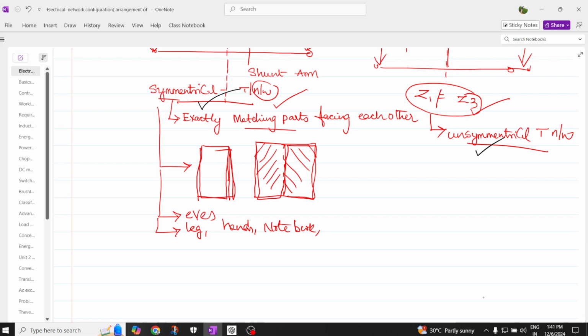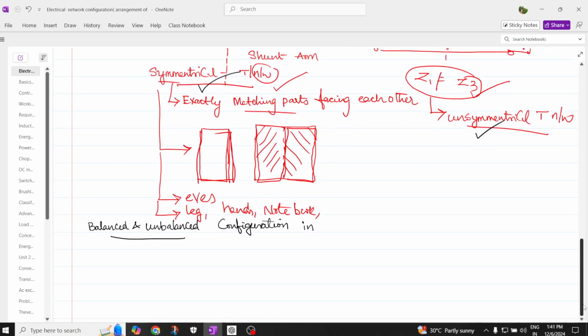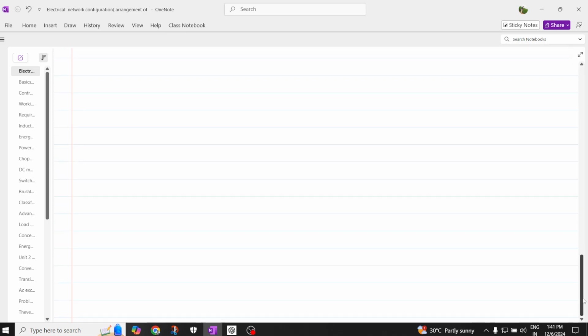Coming to the next one, balanced and unbalanced configuration. Configuration means the way of arranging the resistances. Balanced and unbalanced configuration in a two-port network. Let us consider here. Balanced means it's very simple to understand.